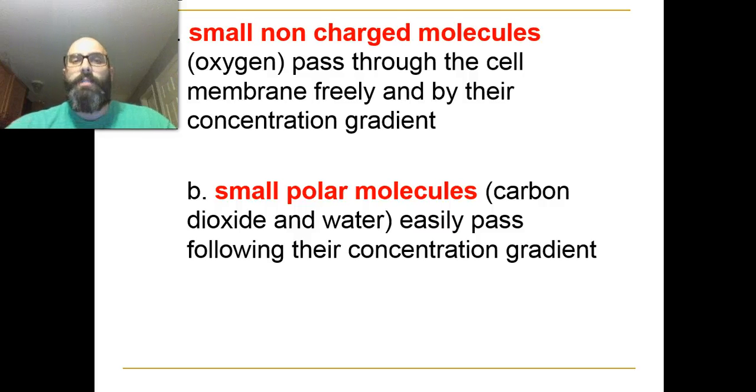Small, non-charged molecules such as oxygen have the ability to flow freely through the cell membrane. They don't need any help. They move based on concentration gradients. Concentration gradients we'll get into in just a second. Small polar molecules such as carbon dioxide and water also have the ability to easily pass through following the concentration gradient. Keep that in mind: carbon dioxide and water, polar, can pass through easily. Oxygen, non-polar, can also pass through easily.